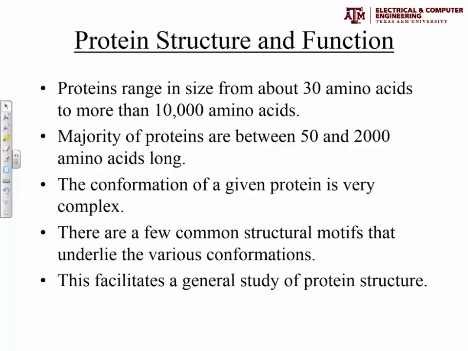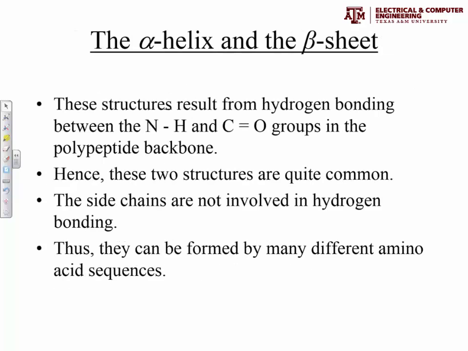Usually if you look at a protein, you'll find that it has a structural motif, and then there'll be things on top of that. The two most popular structures are called the alpha helix and the beta sheet.